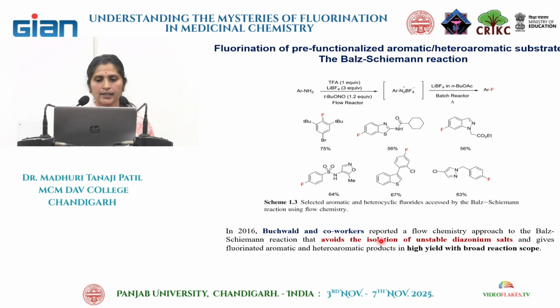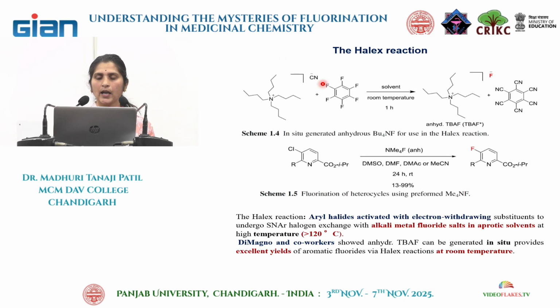Now, Buchwald and co-workers developed a new method in which there is no need to isolate this diazo compound. Okay, so they have not isolated it; immediately they have done fluorination, and it has enhanced the yield of this reaction. Okay, so this is a very good modification they have done in this reaction to get fluorine on aromatic carbon or sp2 carbon. Okay, the halogen exchange reaction is another example in which again you can get fluorine on the sp2 carbon of your aromatic ring.